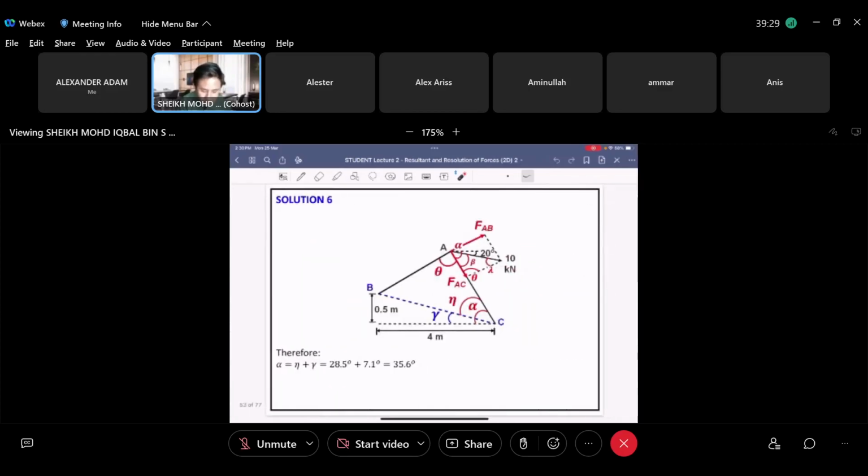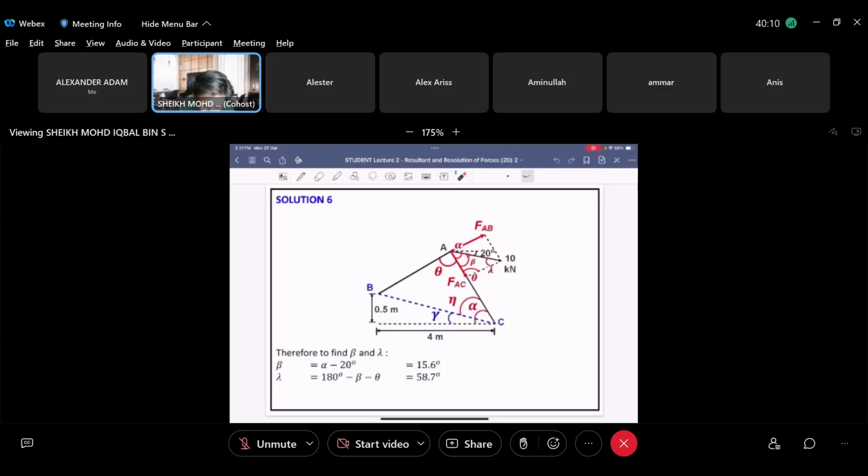So this is alpha that I've just told you. Alpha here is equal to eta plus gamma. So 28.5 plus 7.1 degree, you will have your alpha, which is 35.6 degree. After you have this one, 35.6 degree, you can straight away put it here in the third triangle that we want to calculate, right? So alpha will be here. Now we can solve the angles for the third triangle because we have enough data to solve it now, right?